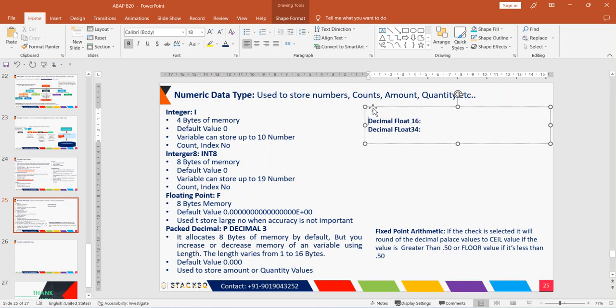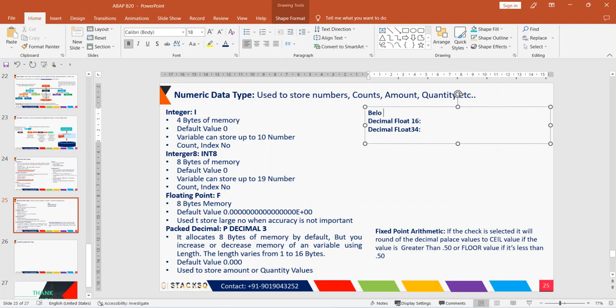So programming, this language, ABAP, is not case sensitive. So if the data or type or the character and the data type we are giving is uppercase or lowercase, that doesn't matter. You can use anything. You don't have to worry about the case.